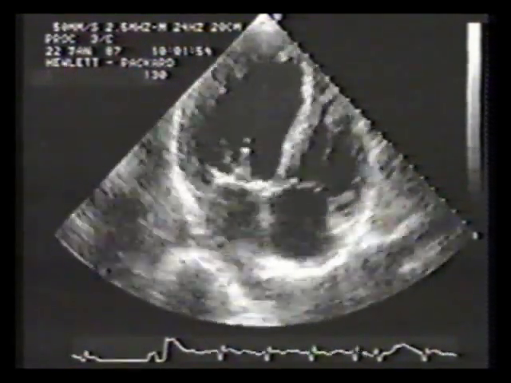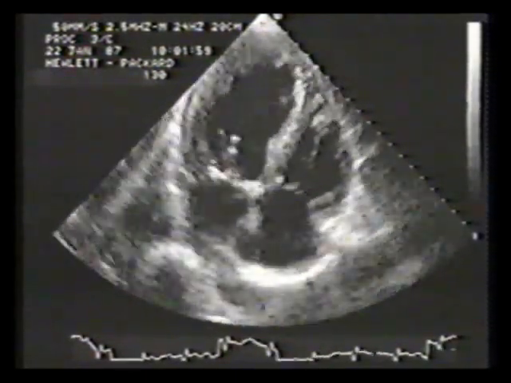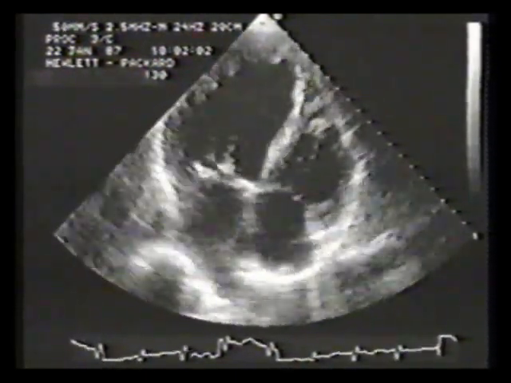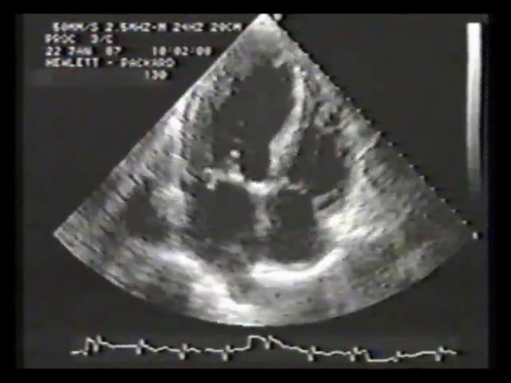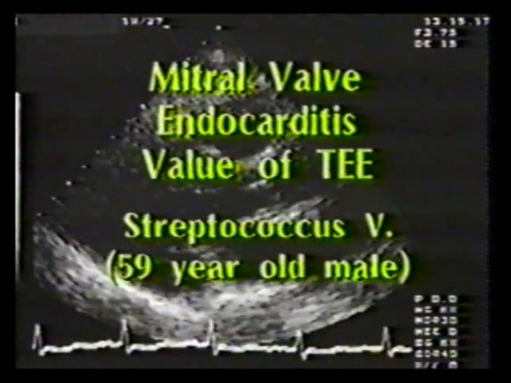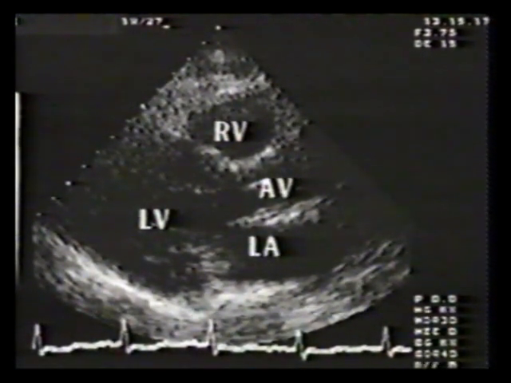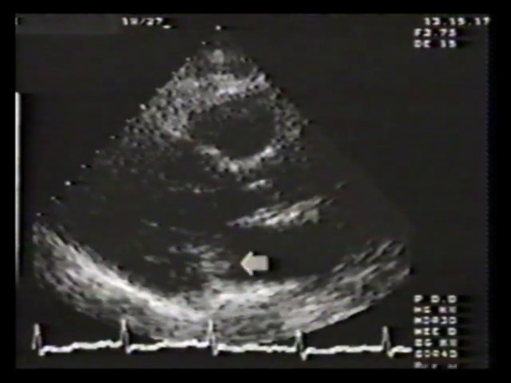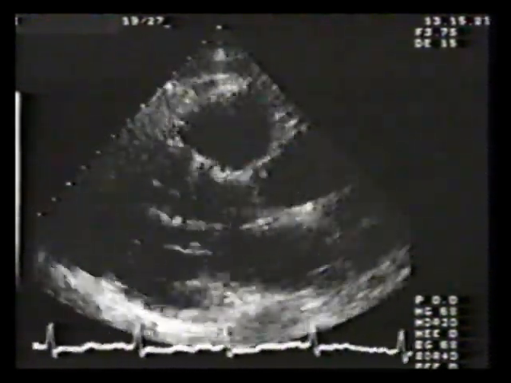In real time, a pedunculated vegetation and prolapse of the mitral apparatus is clearly visualized. Precordial echocardiography has approximately a 50% sensitivity for the detection of vegetative endocarditis. The second example is a 59-year-old male with Streptococcus viridans bacteremia. On a precordial long-axis scan of left ventricle, the mitral valve appears thickened and there is mitral annular calcification. A clear vegetation is not evident in this examination.